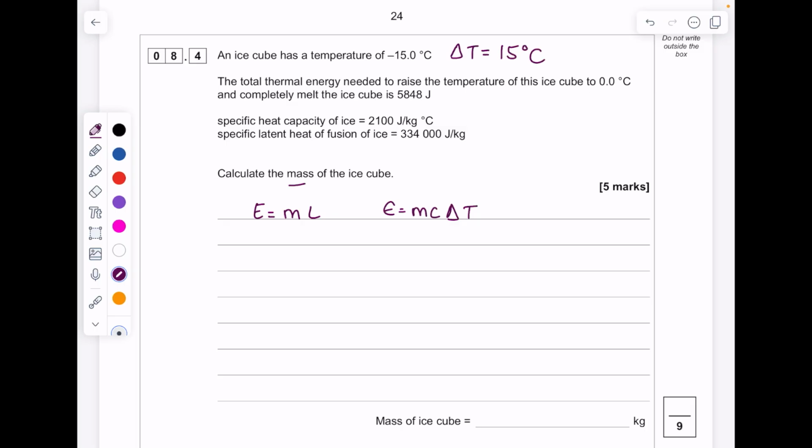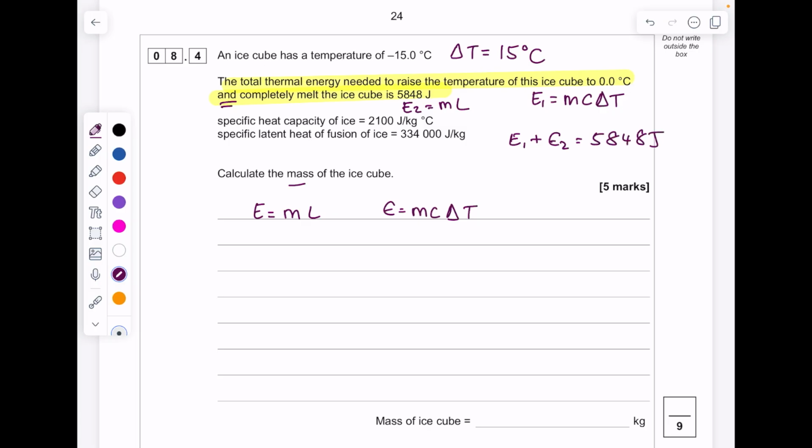We're after the mass, but be very careful here. You need to read this line super carefully. It says that the total thermal energy needed to raise the temperature of this ice cube to 0 degrees Celsius. So that is your E equals mc delta T, and to completely melt the ice cube. So that's all to do with a change in state, which is your E equals ml. And because those values are different, that's why I've labelled them E1 and E2. And we can therefore see that those two energies added together equal 5848 joules.